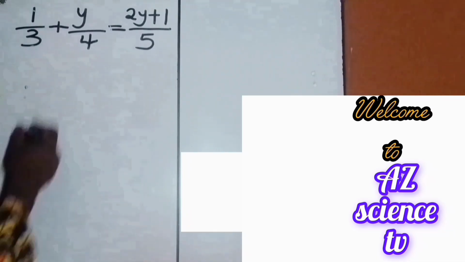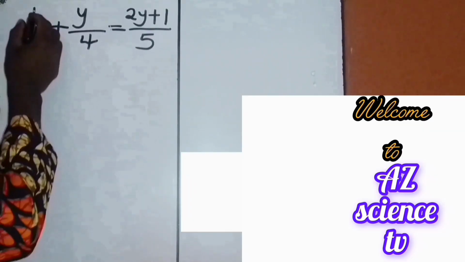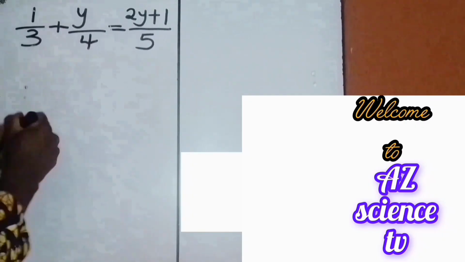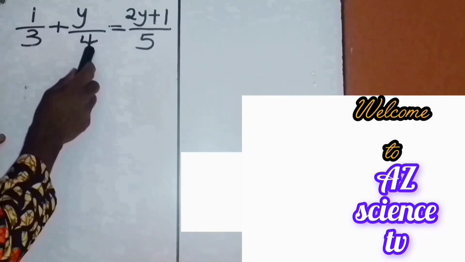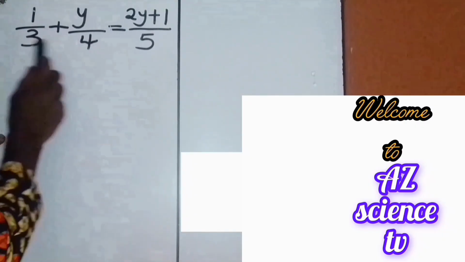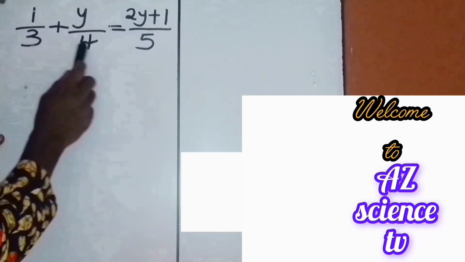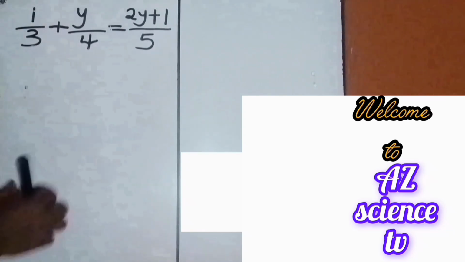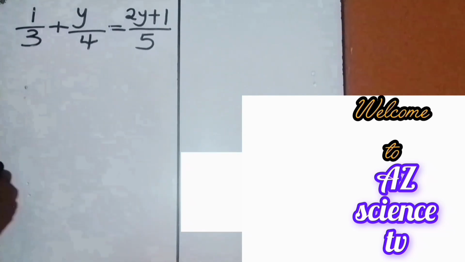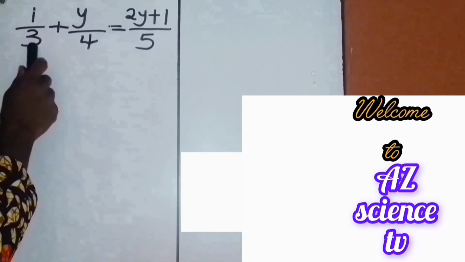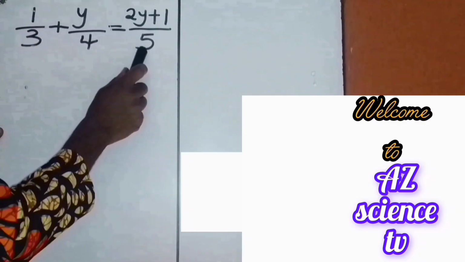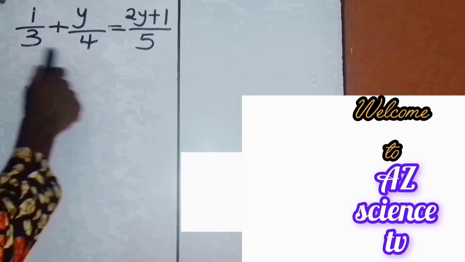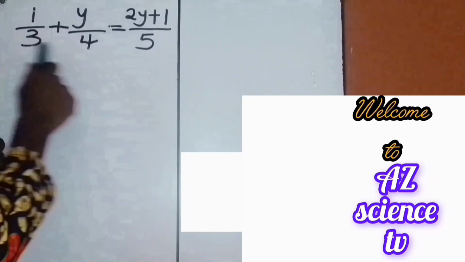What you simply have to do here is to find a number that can multiply 3, 4, and 5 to give us equal numbers at the denominators. Once we get equal numbers at the denominators, we can cancel them out, then focus on the numerators. The smallest number that 3, 4, and 5 can divide is 60. That is the LCM of 5, 4, and 3.